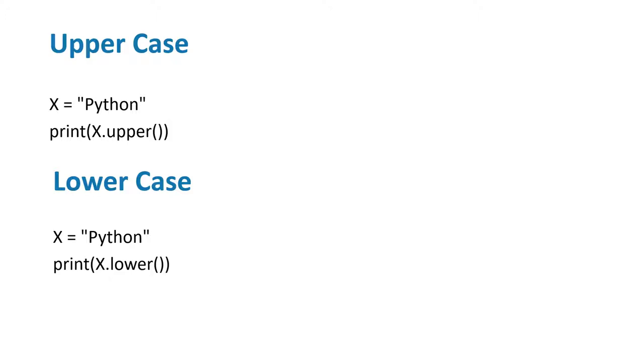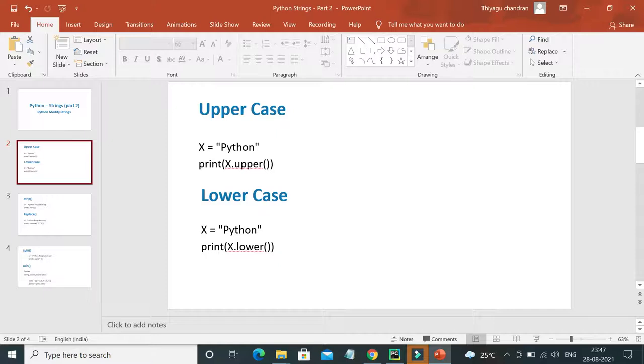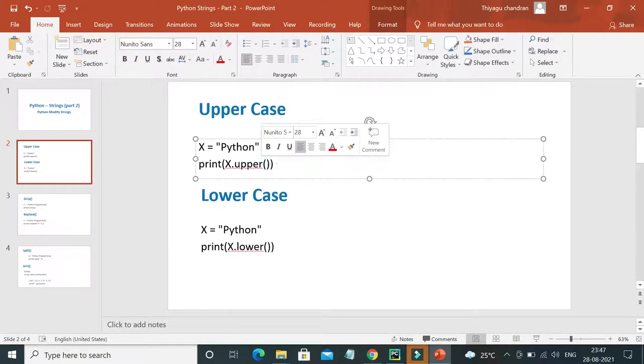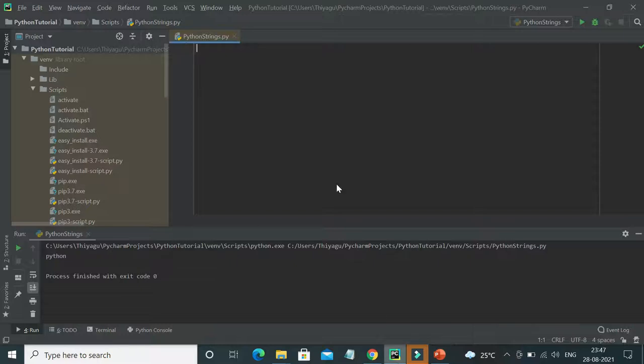The first most used one is uppercase. We can use the dot upper method to convert any string into uppercase letters. Similarly, we can convert a string into lowercase as well. So let's see this example. Let me copy this and go to my PyCharm.